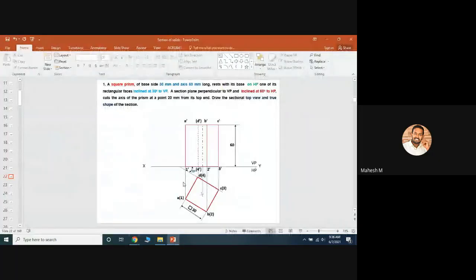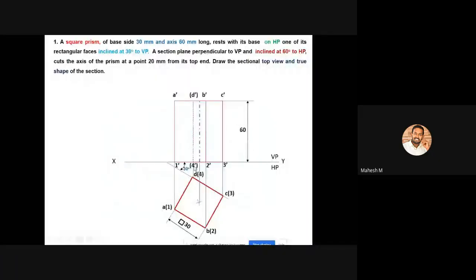Okay, so you have to create your sectional plane with an angle of 60 degree.